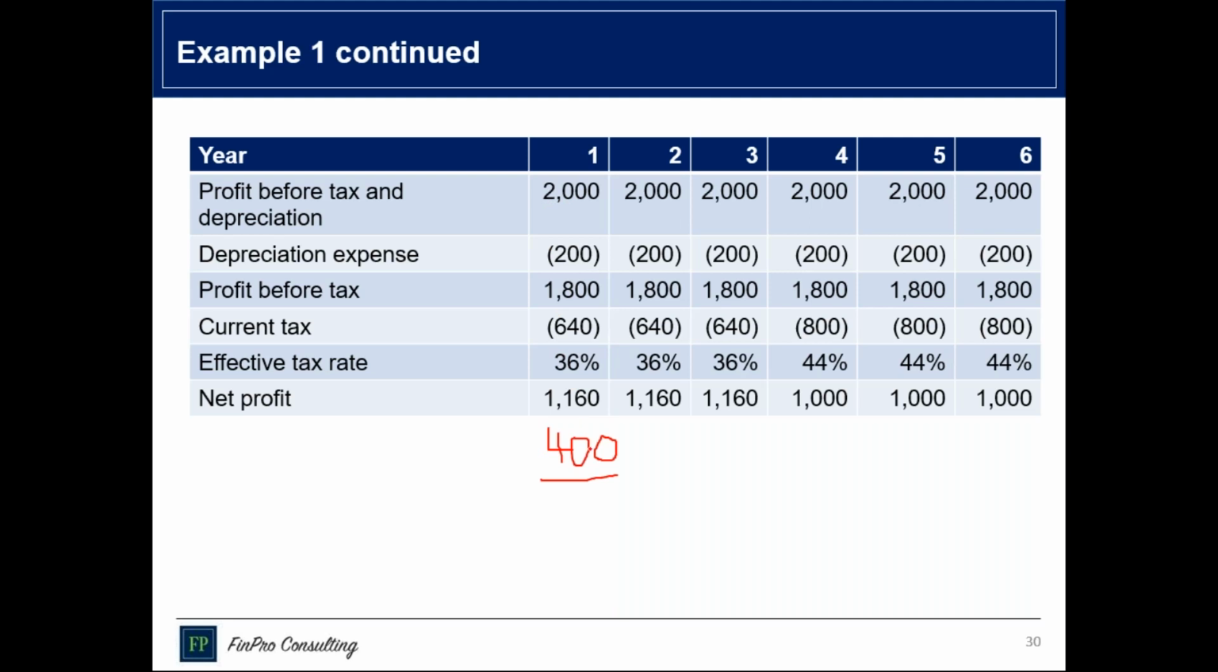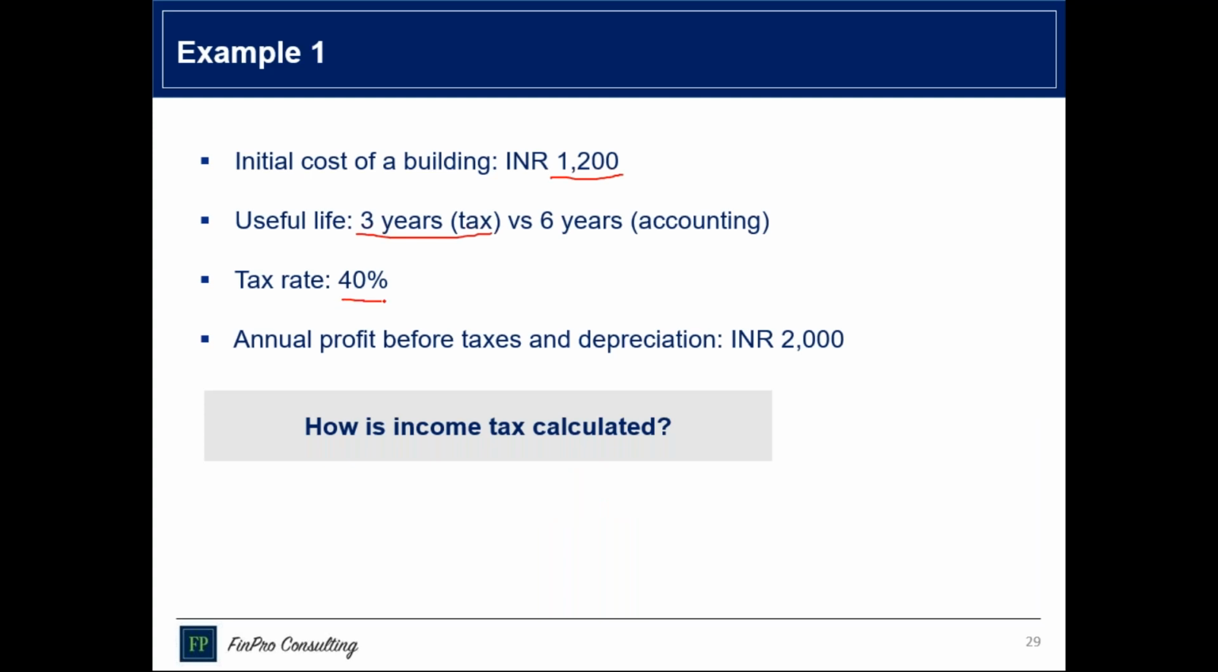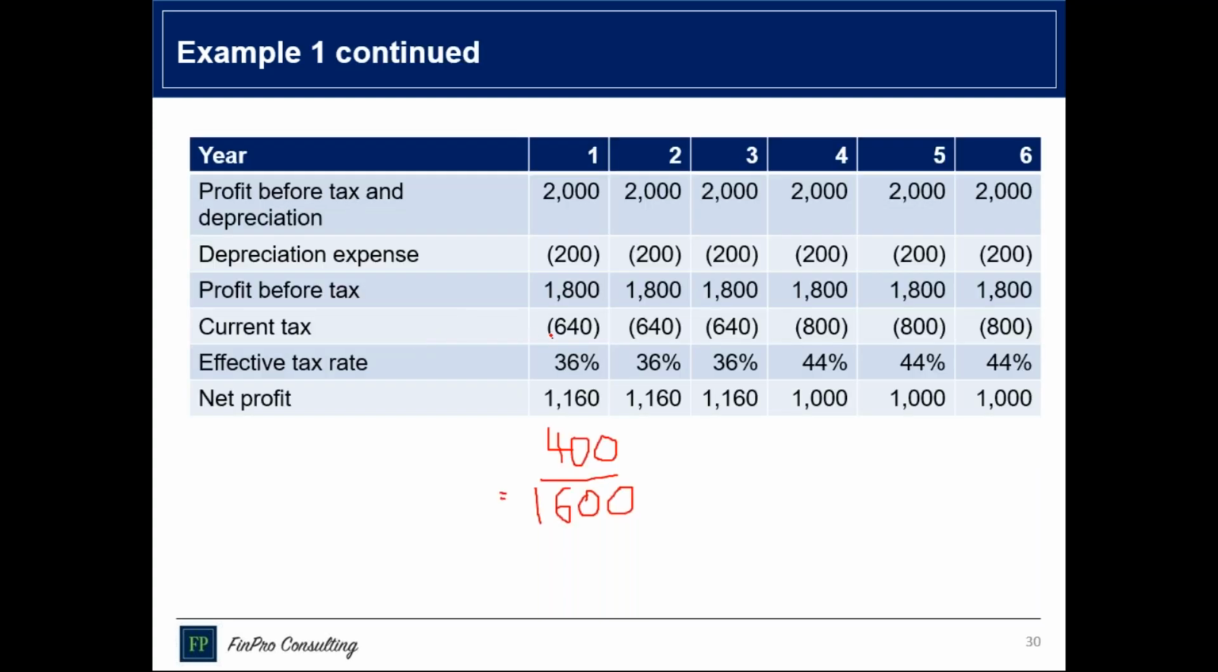So 2000 minus 400, which is nothing but 1600. So on 1600, my tax rate is 40%. So thereby my current tax is 640, which I'm actually going to pay to the government. Now, if you consider the effective tax, which is nothing but 640 divided by 1800, my effective tax rate is 36%, which is less than the statutory tax rate of 40%, thereby causing an accounting mismatch.